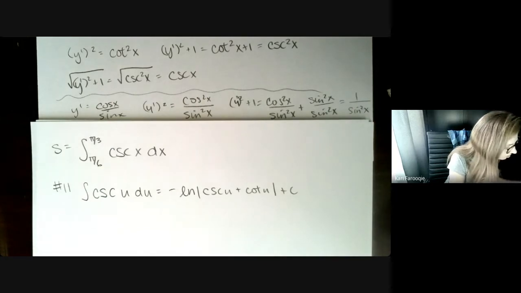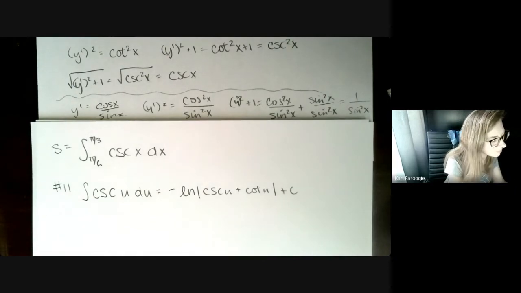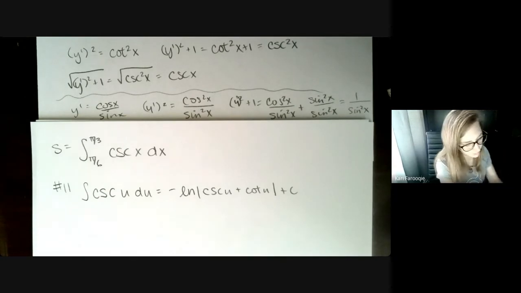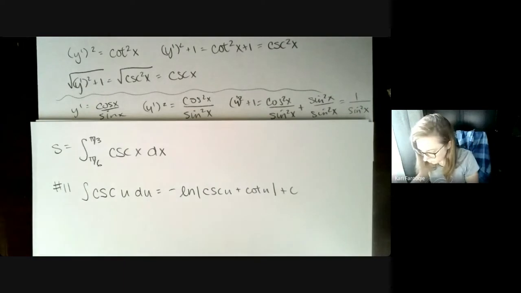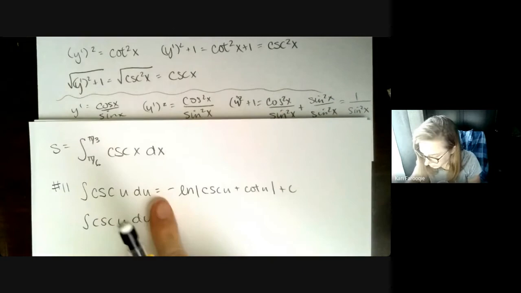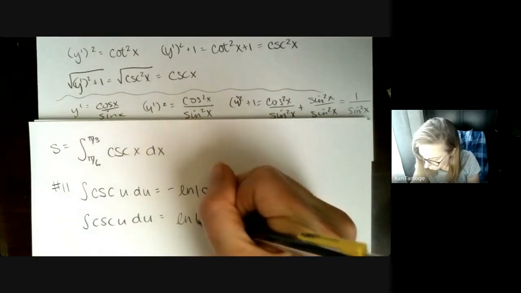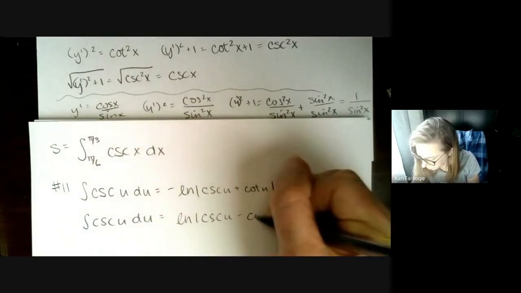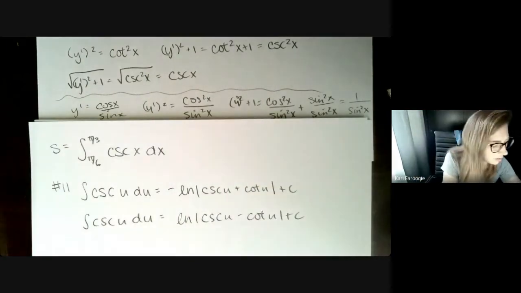I know those are just like straight ones, those aren't formulas. 5 point something, FTC. I don't know. Anyway, there's another form for this. I think I remember what it is though. The negative goes away and it becomes ln cosecant u minus cotangent u plus c. Verify that.